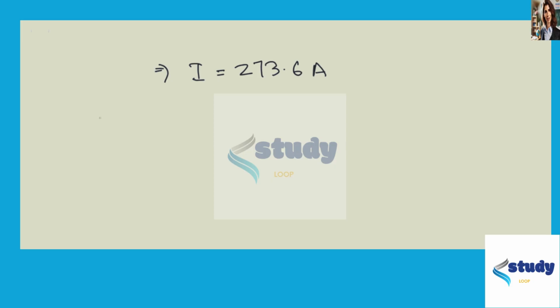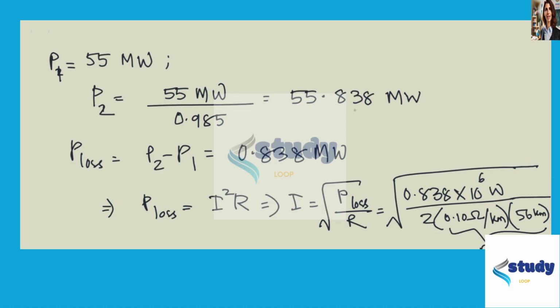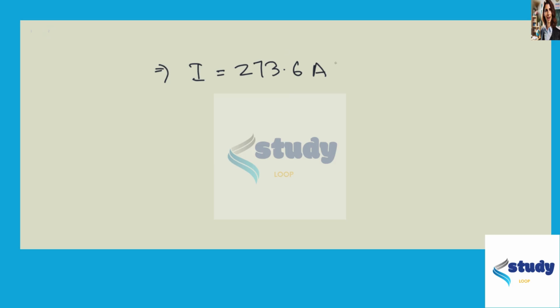Now to produce a power of 58.838 megawatt at this current 273.6, the following voltage should be required. So power is equal to current times voltage. So the voltage required will be equal to power over current, and this is going to be P2.